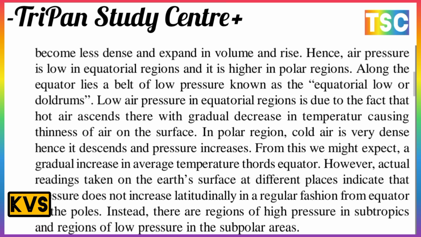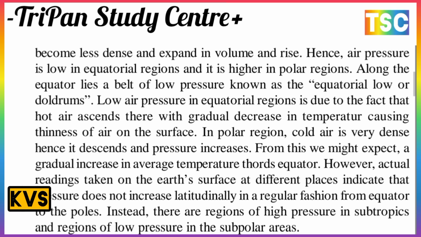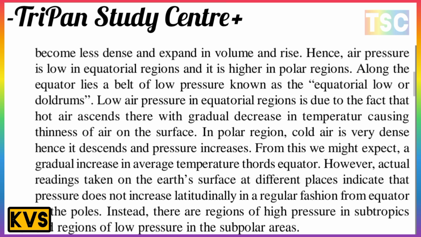From this view, one might expect a gradual increase in pressure as the average temperature drops from the equator, which is hottest. However, actual readings taken at different places on the Earth's surface indicate that pressure does not increase in a regular function from the equator to the poles. Instead, there are regions of high pressure in the subtropics and regions of low pressure in the subpolar area.